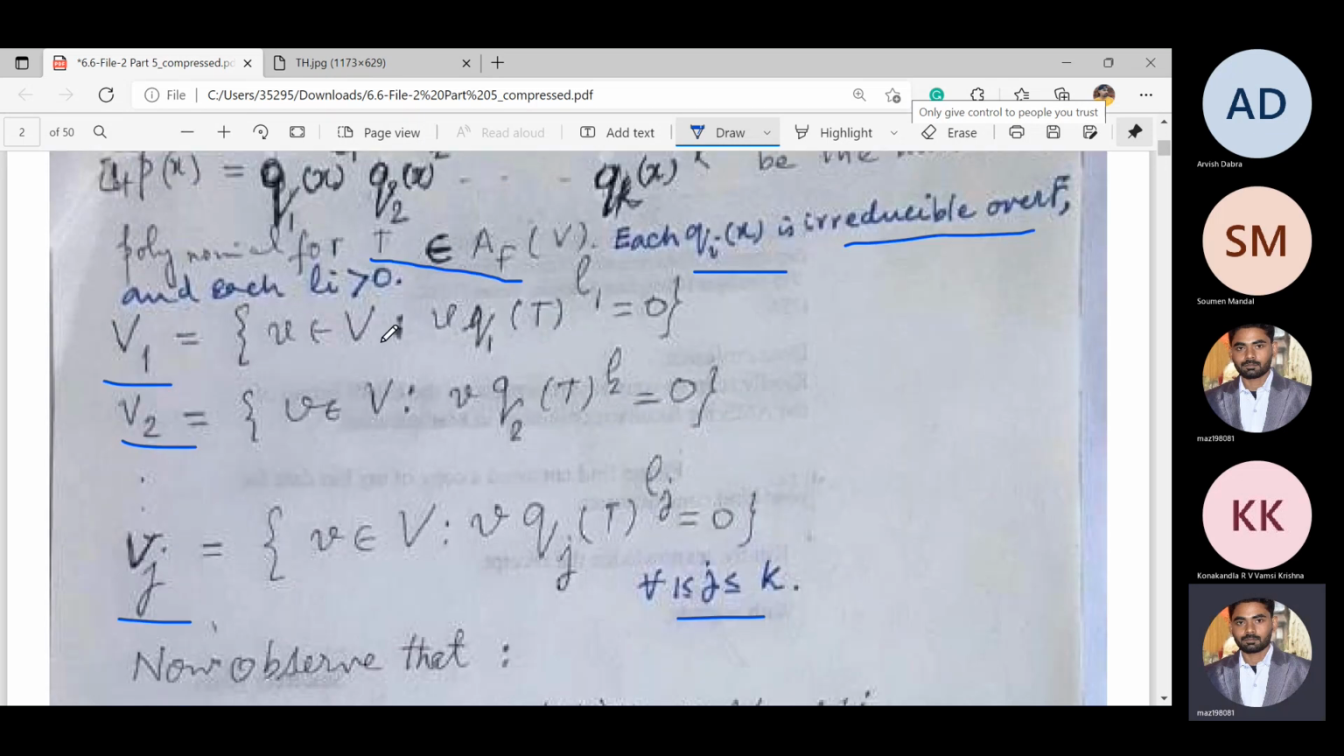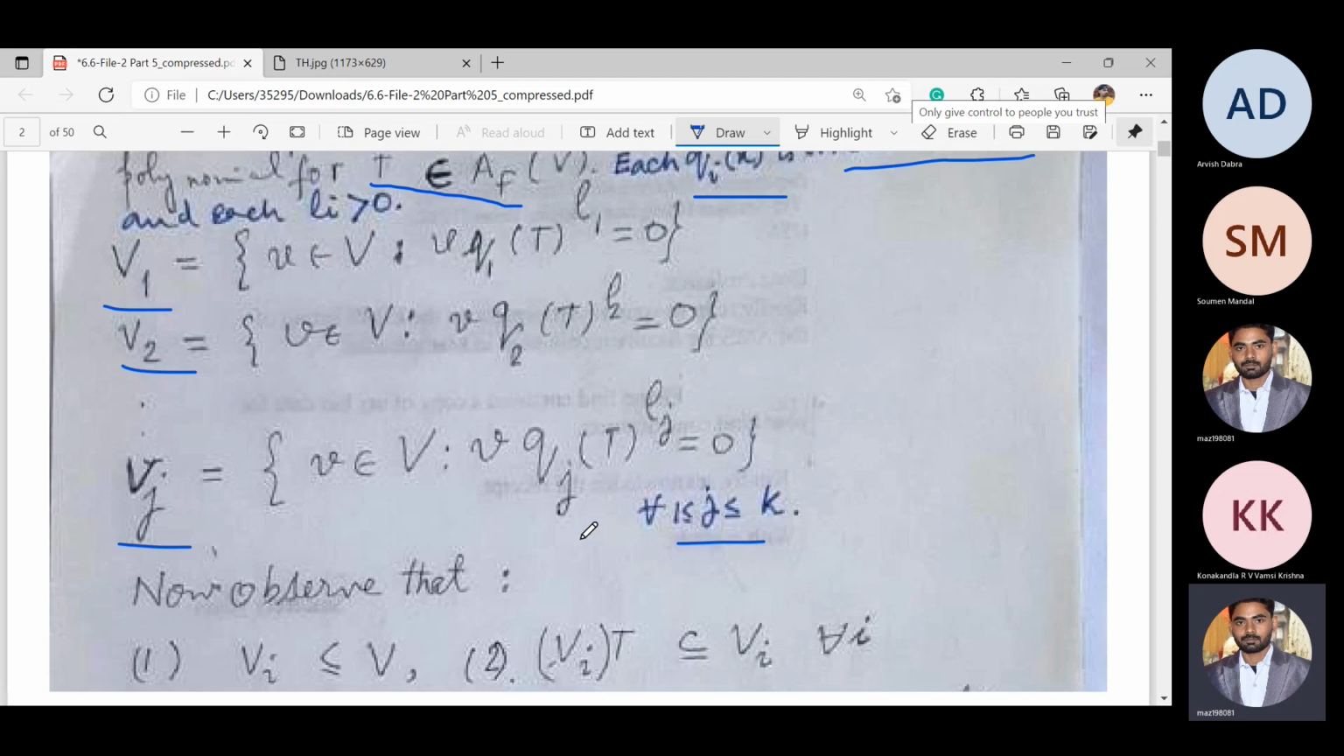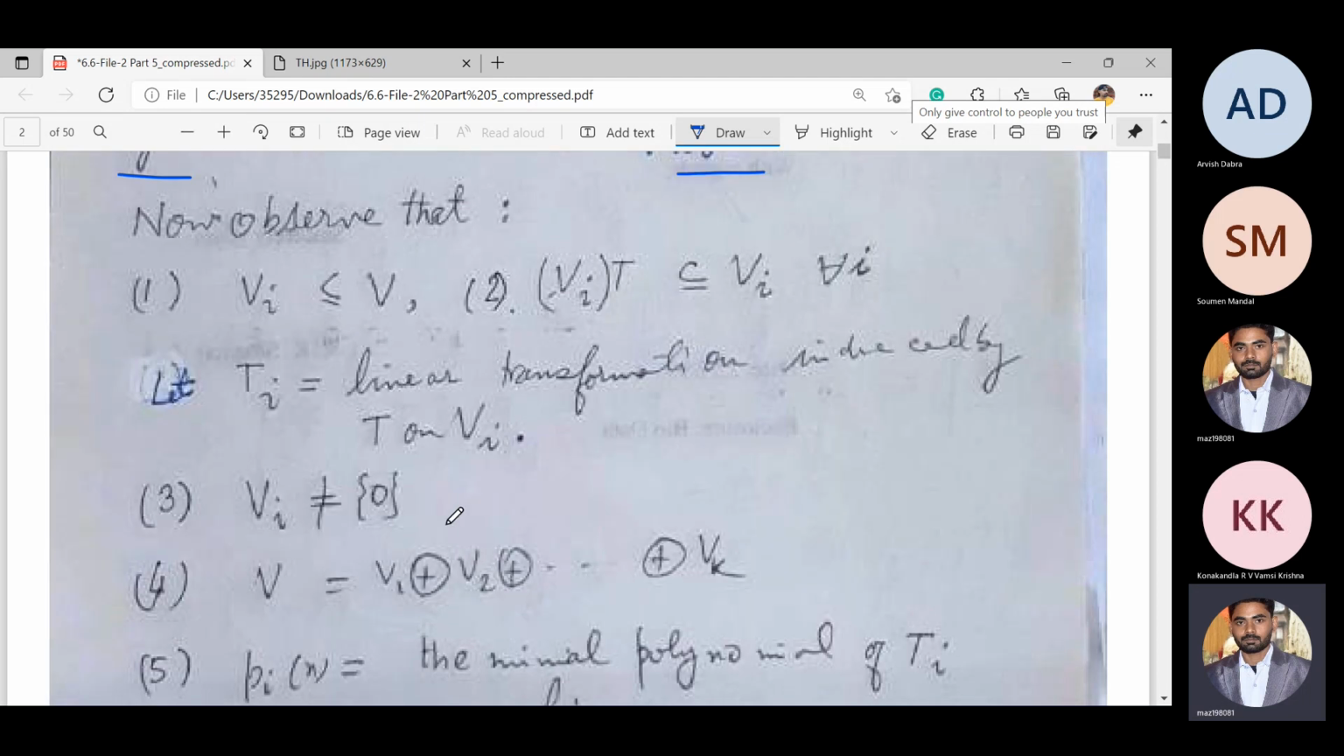V1 is the set of vectors v in V such that v q1(T) to the power l1 is 0. Similarly, V2 is all the vectors in the vector space V such that v q2(T) to the power l2 equals 0, and so on. So we have the following results.